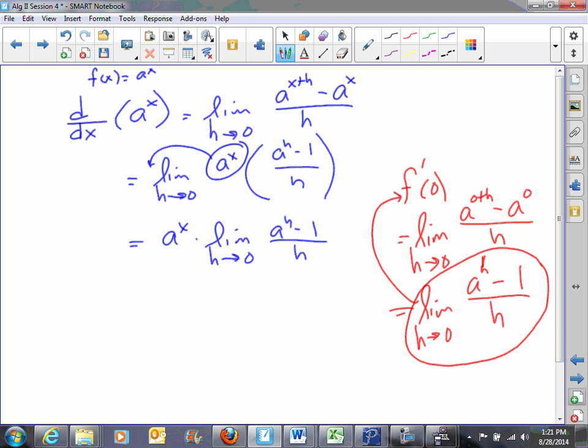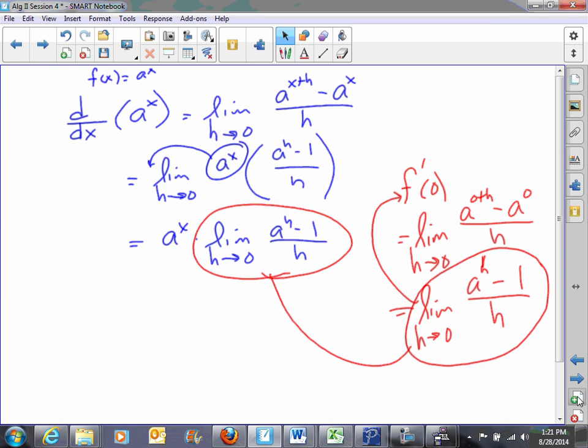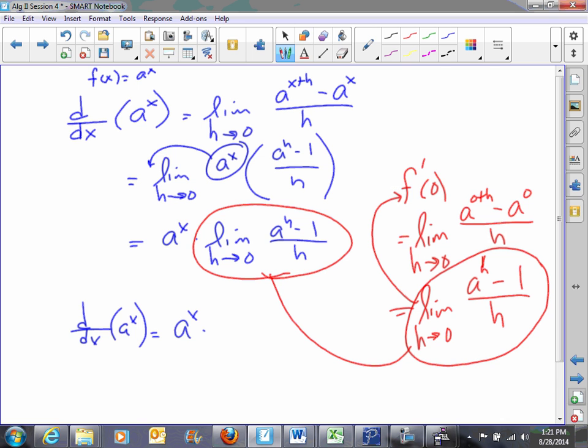So notice this is the derivative of our exponential function at x equals 0. And compare that to this. So we could say that the derivative with respect to x of a to the x turns out to be a to the x times f prime of 0.